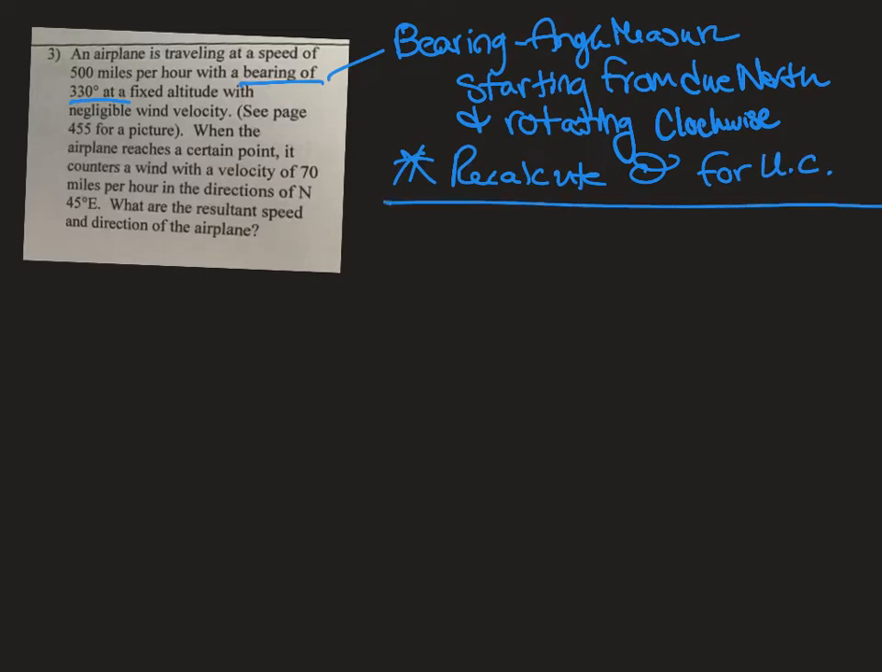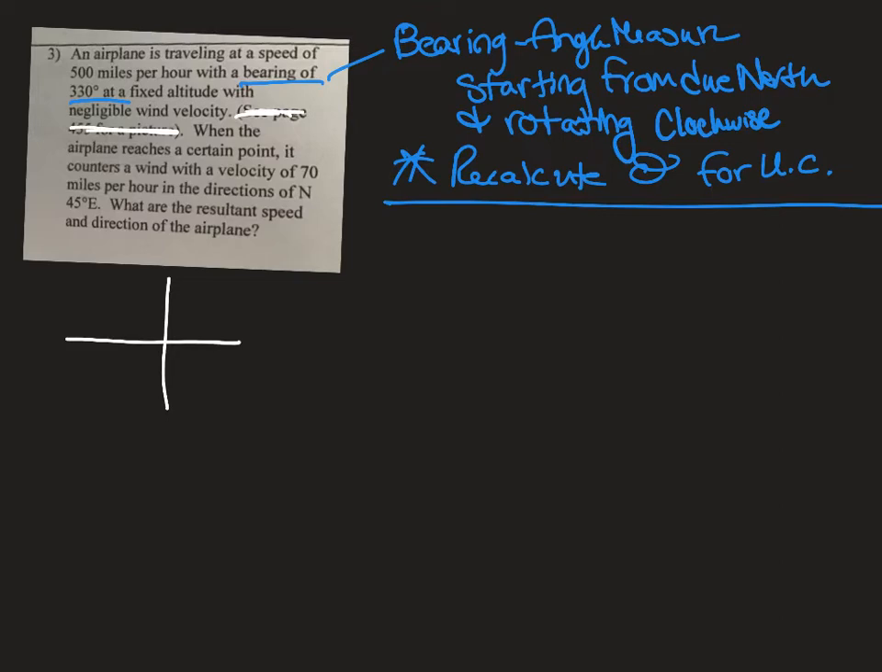Okay, so I have an airplane and it's traveling at 500 miles per hour with a bearing at 330 degrees. And we should cross off this piece where it says, see this page. You don't have that page. When the airplane reaches a certain point and encounters a wind. And we'll talk about the wind in a second, but let's just deal with the airplane for a second. So here's my airplane. It's flying at 330 degrees. So let's find out what that is.